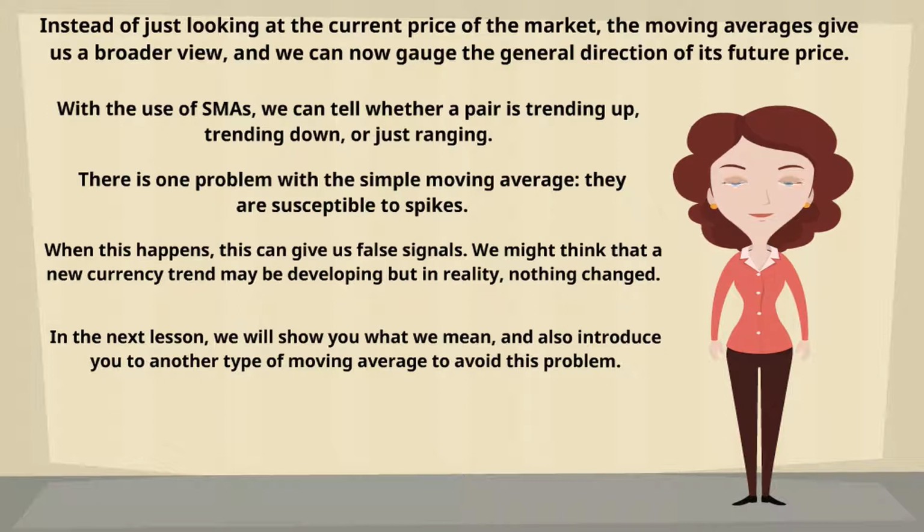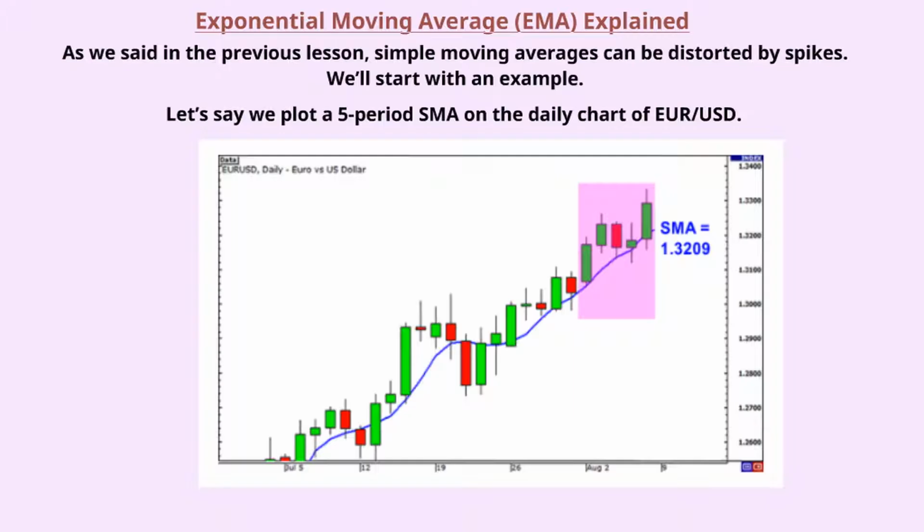There is one problem with a simple moving average: they are susceptible to spikes. When this happens, this can give us false signals. We might think that a new currency trend may be developing, but in reality, nothing changed. In the next lesson, we will show you what we mean, and also introduce you to another type of moving average to avoid this problem. Exponential moving average, EMA, explained.